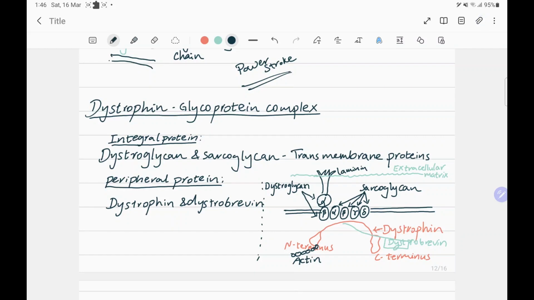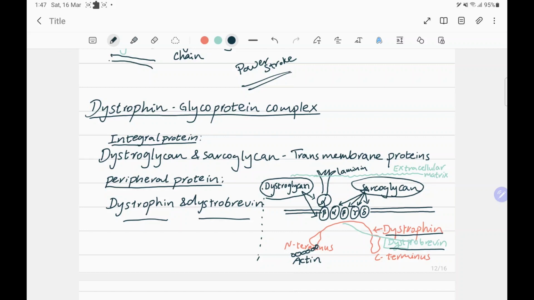So what happens is, you have this complex. You have dystroglycan and sarcoglycan, and they form a part of these proteins which are located here in this picture. You could see they are the integral proteins, and they come under the category of transmembrane proteins. And then you have peripheral proteins which are also associated with this complex. This involves dystrophin and dystrobrevin. It's in red over here, dystrophin, and this green is dystrobrevin. And you have the N-terminus of your dystrophin, which binds to the actin.